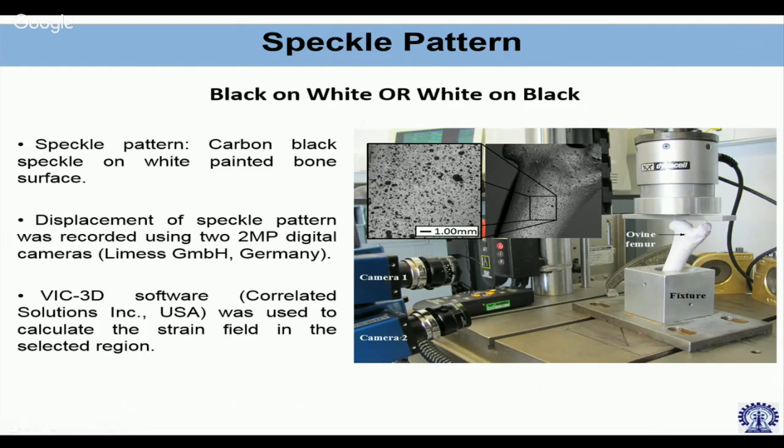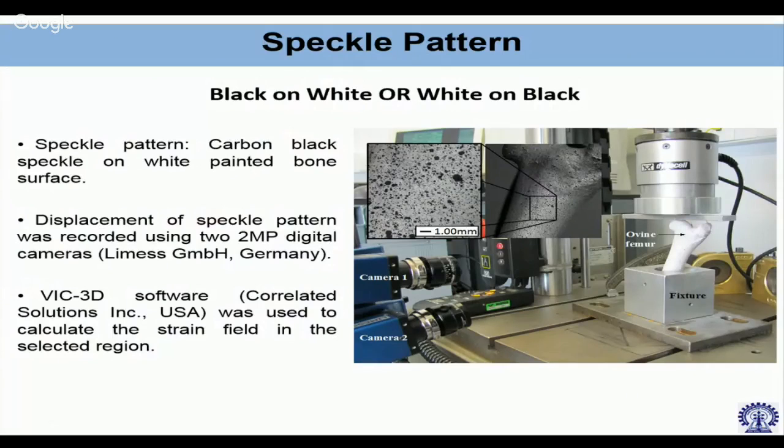Very important component of this whole technique is generation of the speckle pattern, the white dots. Okay, and with experience we have seen there have been several techniques, sometimes suggested by the manufacturer himself, or by researchers who have tried different techniques of applying the speckle pattern, and they try to improve upon the results, because the generation of the speckle pattern will actually determine the accuracy of the measurement.